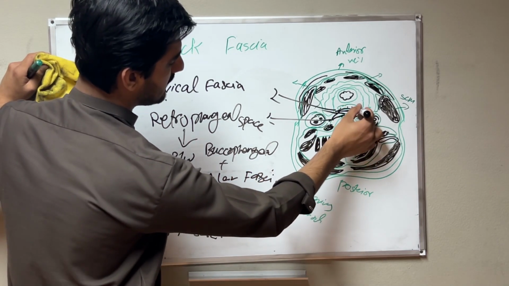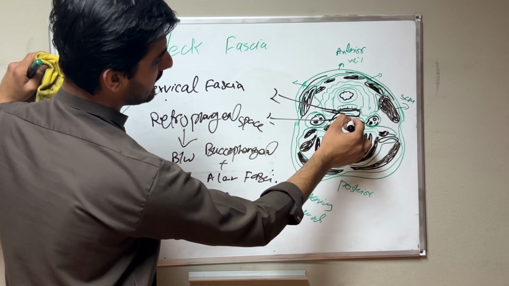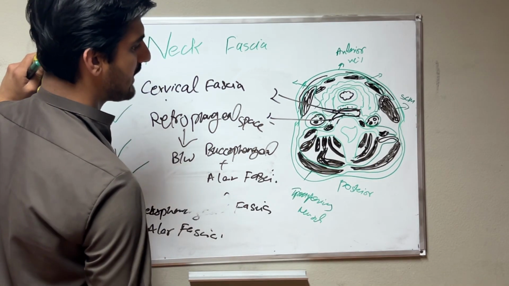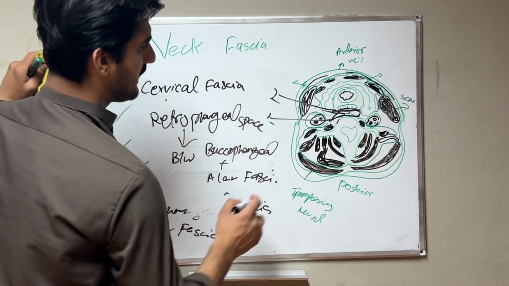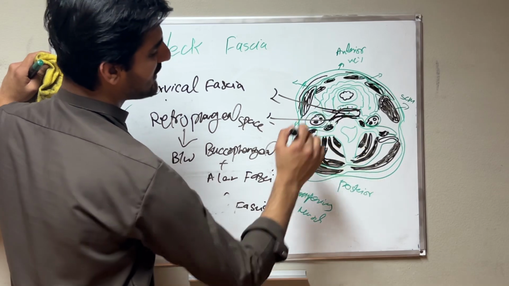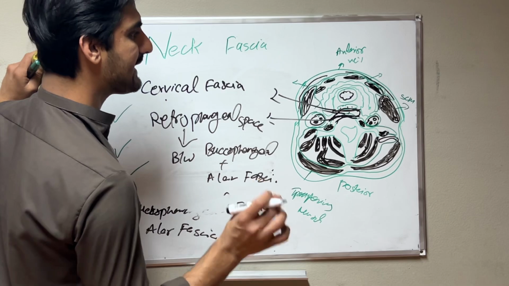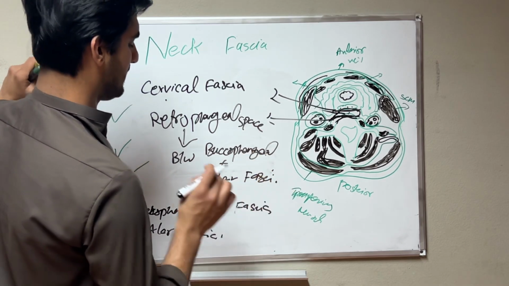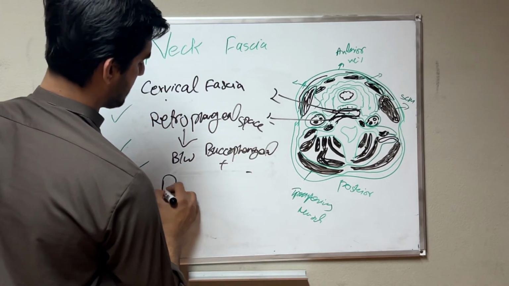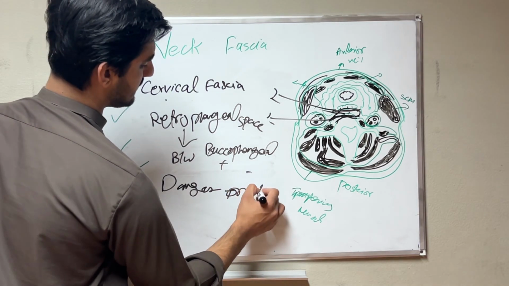Behind the esophagus we have the buccopharyngeal fascia, and in front here we have the prevertebral fascia, where we have the alar fascia. Between them we have the retropharyngeal space, and between the alar fascia and the prevertebral fascia we have another space, and this space is the Danger space, or alar space.